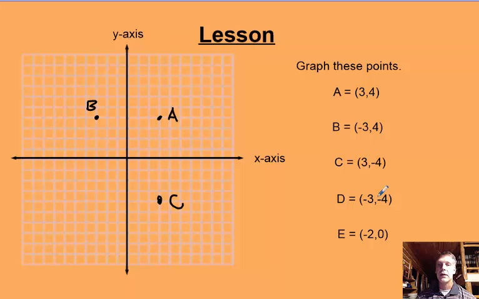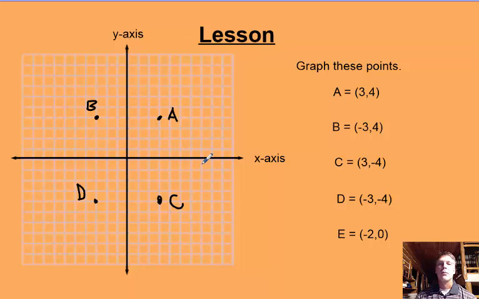All right, point D. -3, -4. Well, start at your origin. My x is -3, so I slide back 3, and I drop 4 now, because I have a -4. 1, 2, 3, 4. There's my point D. And what quadrant is point D in? Quadrant 3, yeah, quadrant 3.